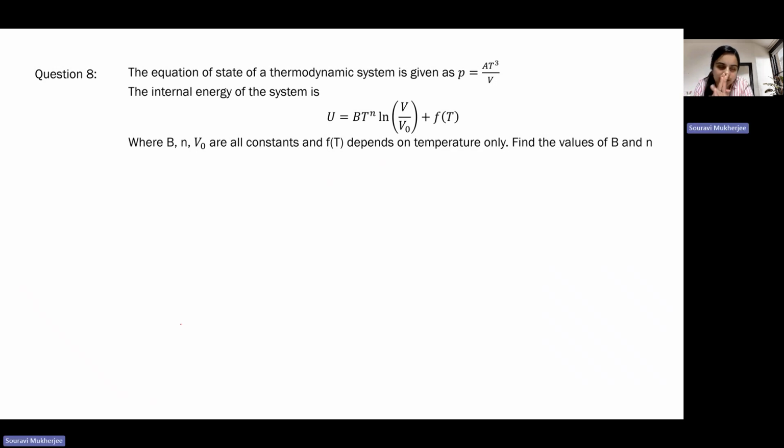This is another question which says that the equation of state of a thermodynamic system is given, where you have a relation that relates pressure with temperature, volume, and certain constants. And the internal energy of the system is also specified, where it's a function of volume and temperature. Now we have to find the values of B and N. So you have an expression of U. This is the form.